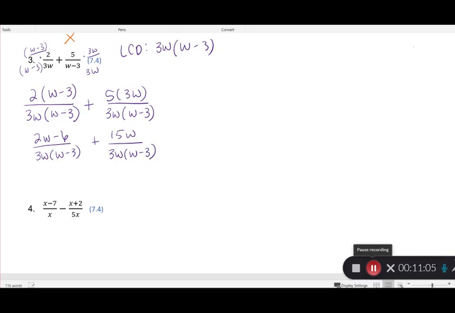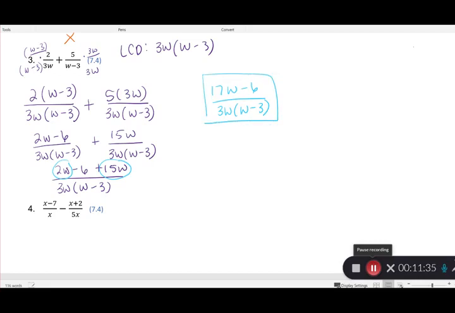Now normal fraction operation: my denominator stays the same, it all goes over 1, and I add my numerators, so I get 2w minus 6 plus 15w. Then I need to combine like terms, because I have this 2w and this 15w, which gives me 17w minus 6, all over 3w times w minus 3. And that would be your final answer.